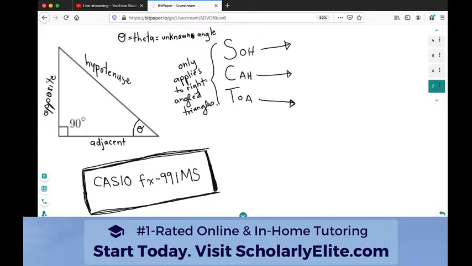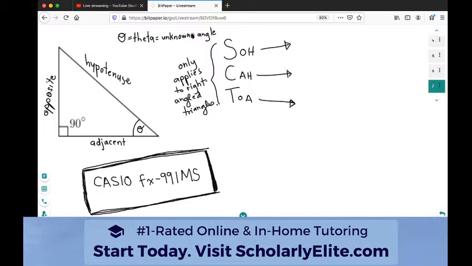So the point is that on your calculator, and again, I have a Casio FX991MS, I can see that I have the letters sine, cos, and tan. So really these are just functions that we can use for certain angles. So if I was to press sine 45, I should get 0.707. If I was to press sine of 60, I should get 0.86. If I was to press sine of 30, I should get 0.5.